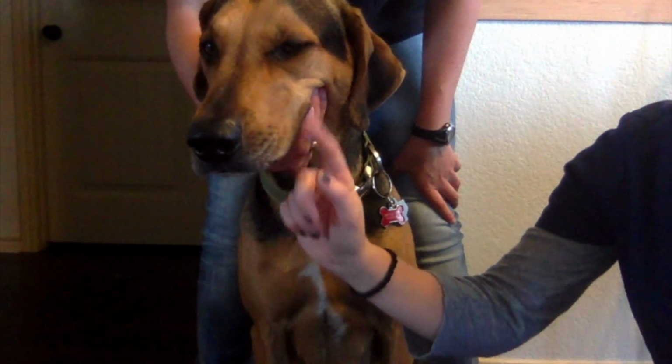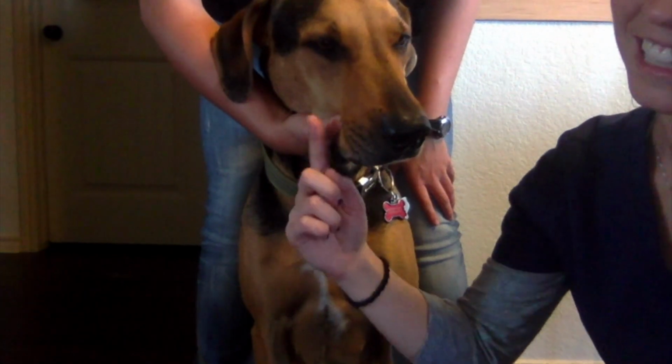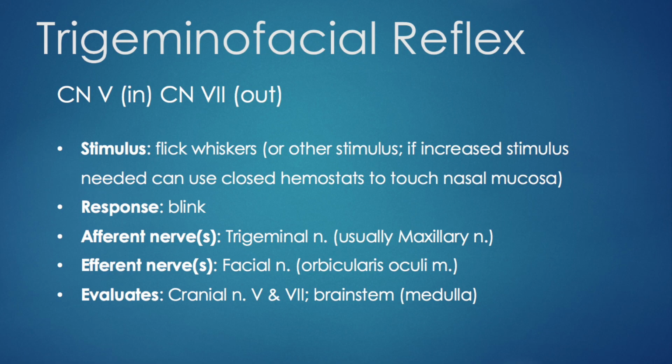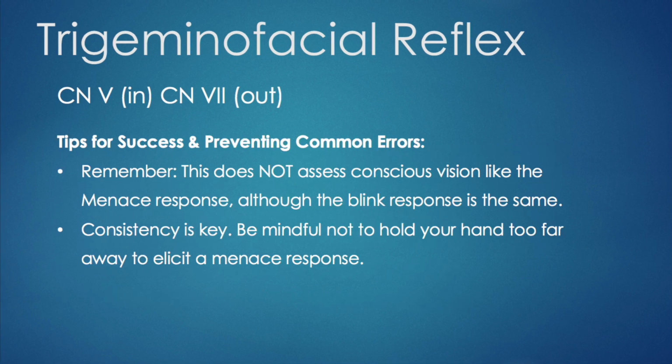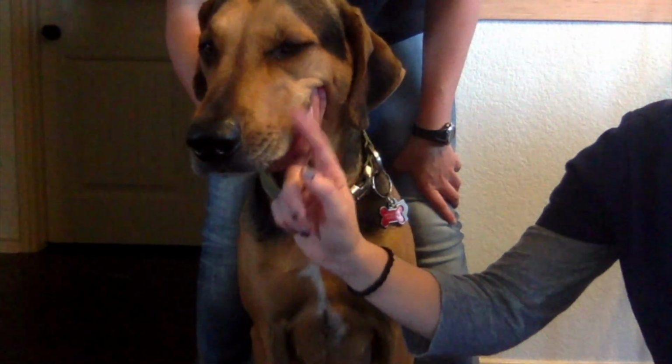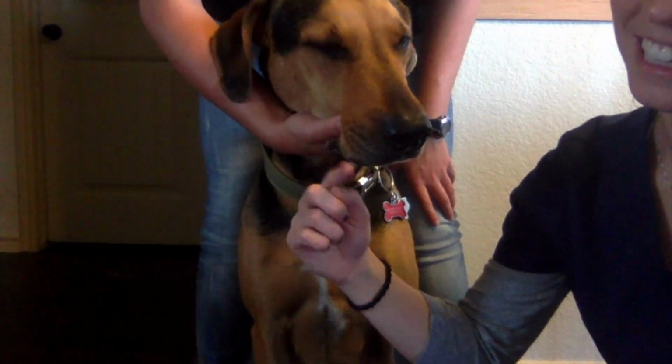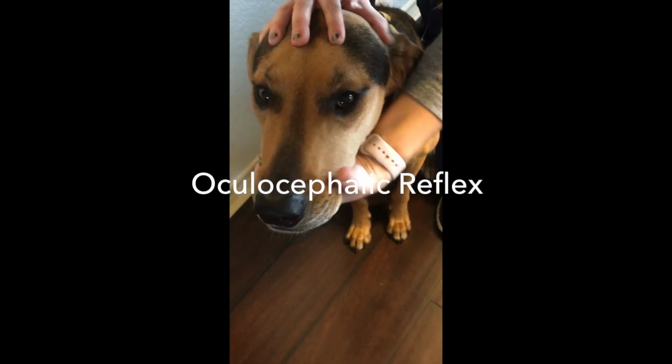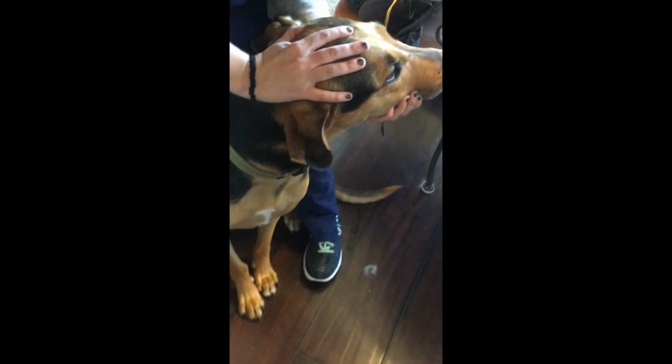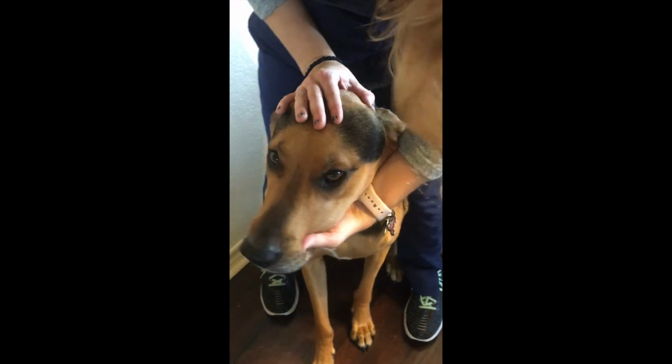The trigeminofacial reflex evaluates the trigeminal nerve, nerve 5, and the facial nerve, nerve 7. These are the same nerves that we evaluated for the palpebral reflex. Although again we are looking for the blink response, remember this is not the menace response. Therefore, this reflex does not evaluate conscious vision. Be mindful to keep your finger close to the whiskers. You wouldn't want to put your hand too far away and bring it back in because this could look like the menace response.